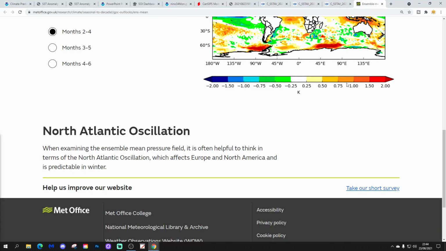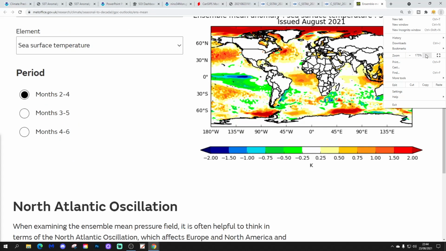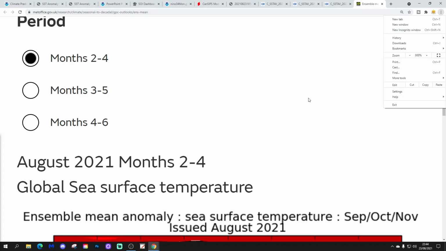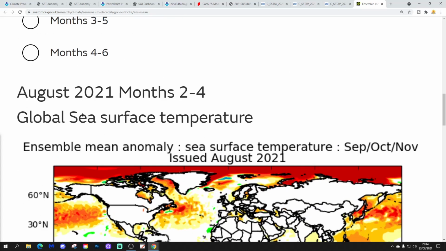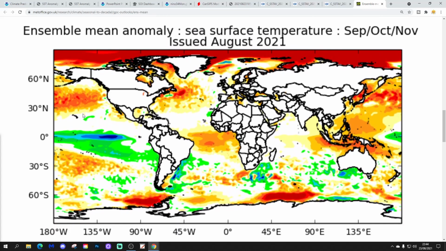And then finally, we've got UK Met, so you'll have to zoom in with this one as well. Let's do it, shall we? Sorry, everyone. Right, okay, we've got CSUB temperatures up. So this is how the UK Met model is looking for autumn, September, October, November.